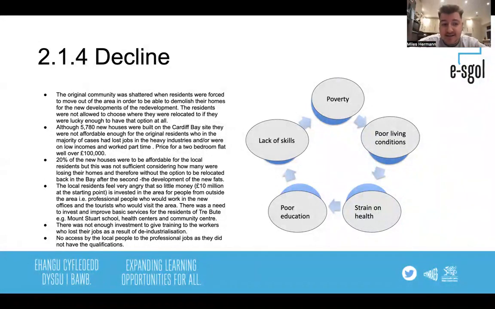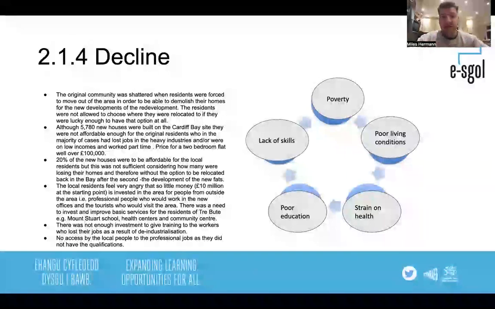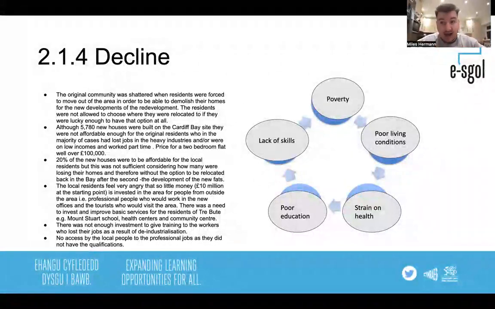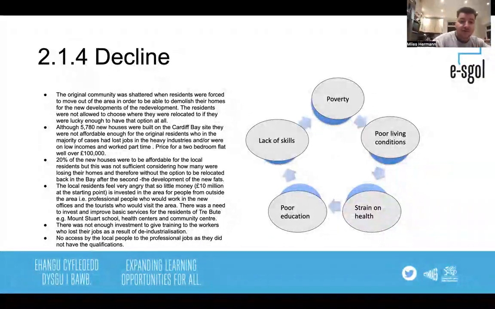Now, as you can see to the side here, there are some reasons as to what happened to the decline and the effects to the area. So as I said before, the original community had been completely shattered, homes had been demolished because they wanted to redevelop the area, and residents weren't really lucky enough to decide whether they could all be relocated together, and some were in rented properties, so they just had to leave the area, and life was made a lot harder for them.